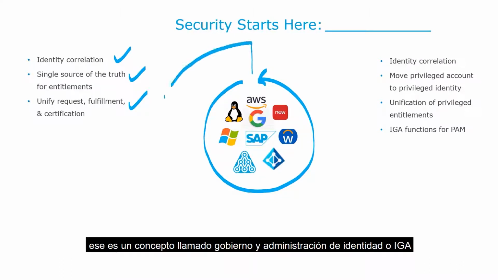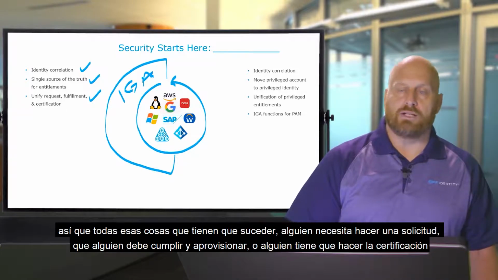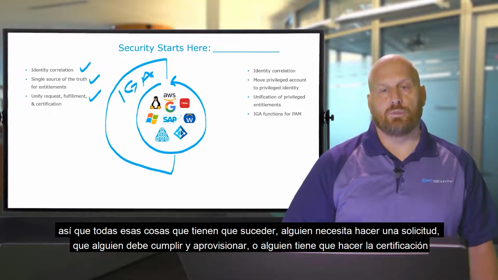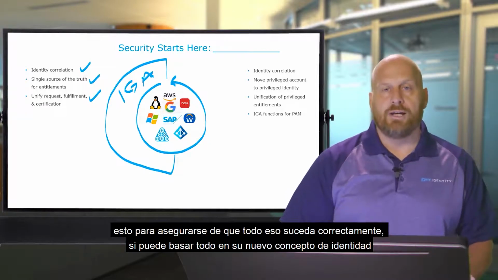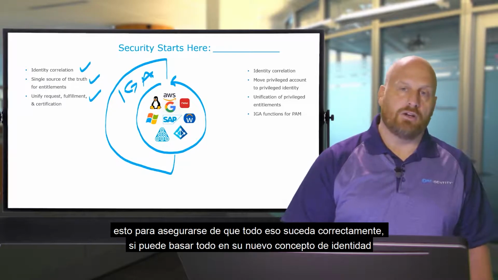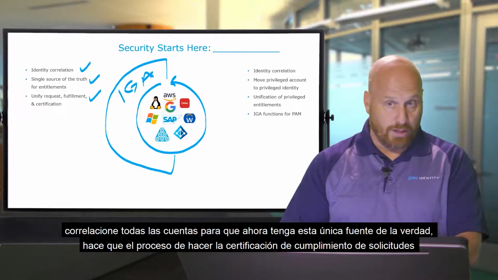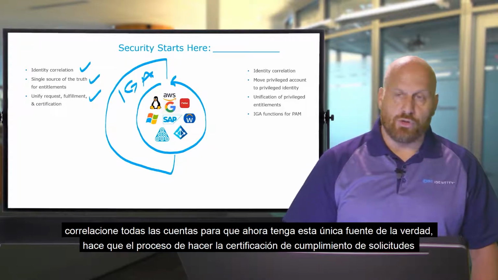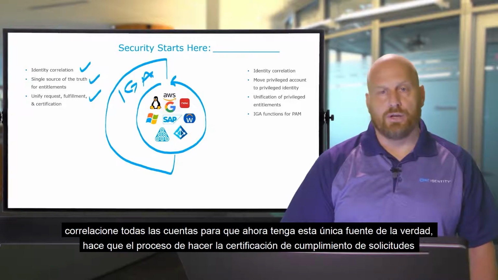That's a concept called identity governance and administration, or IGA. So all those things that have to happen, somebody needs to make a request, somebody needs to fulfill and do provisioning, somebody needs to do certification, everything involved in making sure that all that stuff happens right. If you can base everything on a single concept of identity, correlate all of the accounts so that now you have this single source of the truth, it makes the process of doing request, fulfillment, and certification much, much easier.